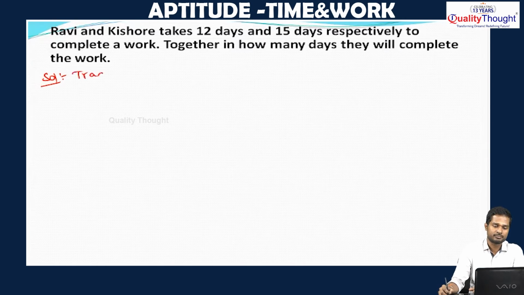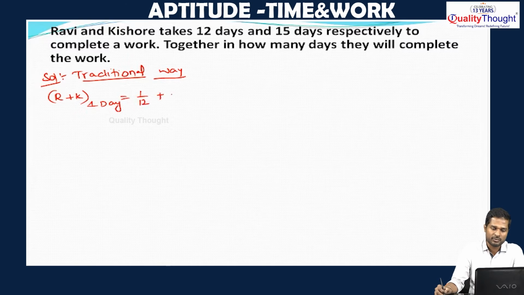How will we do it? Ravi will complete the work in 12 days and Kishore will complete the work in 15 days. So if Ravi and Kishore work together, let's find out 1 day work of Ravi and Kishore. 1 day work of Ravi is 1 by 12 plus 1 day work of Kishore is 1 by 15.